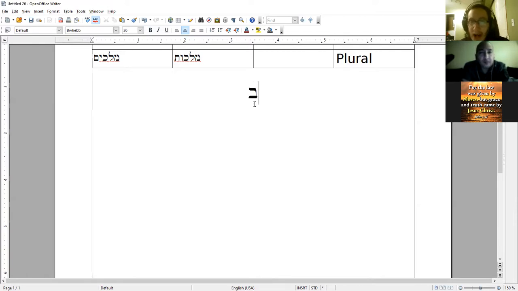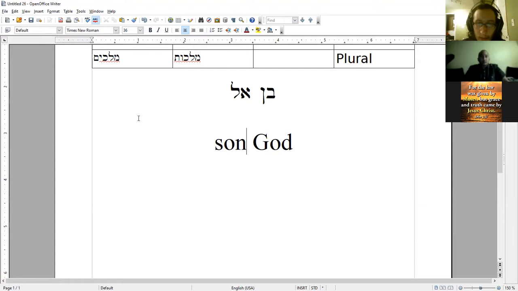So if you're saying Son of God in Hebrew, you would say Son, you would say Ben El. And so that is rendered as Son God. Right? The way it's in Hebrew, it's ambiguous. It could be saying it's a divine son, right?